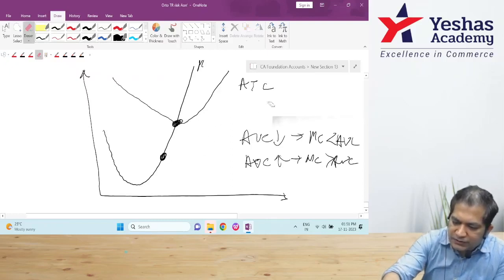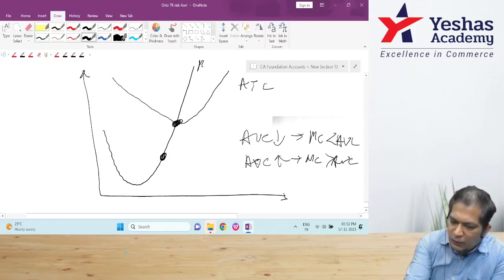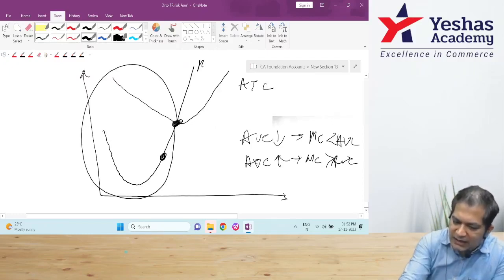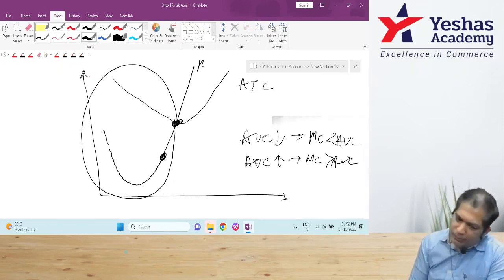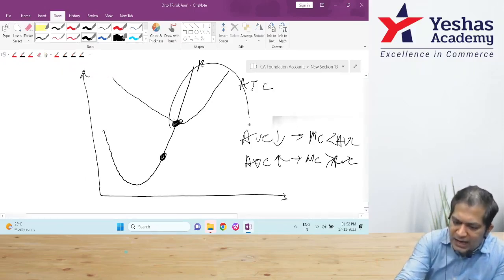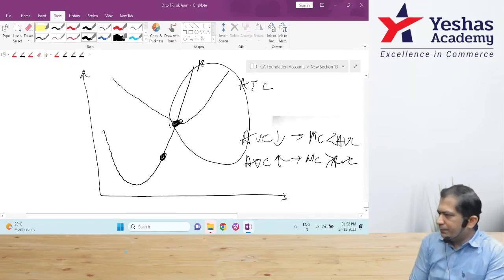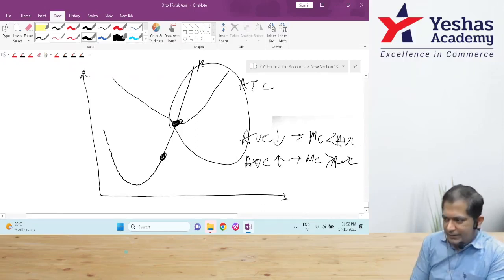Now, if I draw the ATC and remove the AVC, don't you think the same logic is applicable with this as well? That is, when ATC has a negative slope, meaning ATC is falling, does MC lie above or below ATC? Below ATC. And when ATC has a positive slope, that is ATC is increasing with the increase in the level of output, then MC lies above the ATC. This is a direct question that will come.